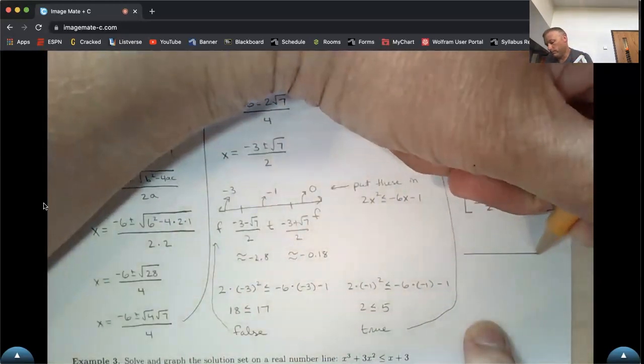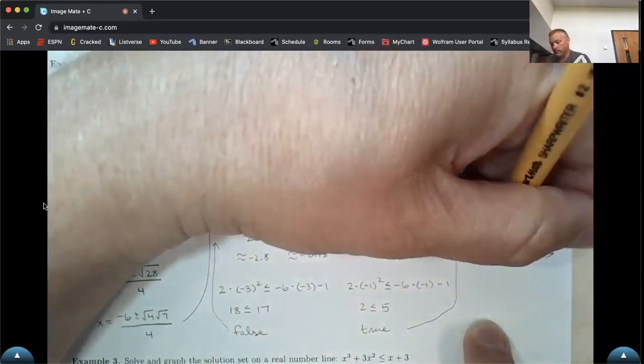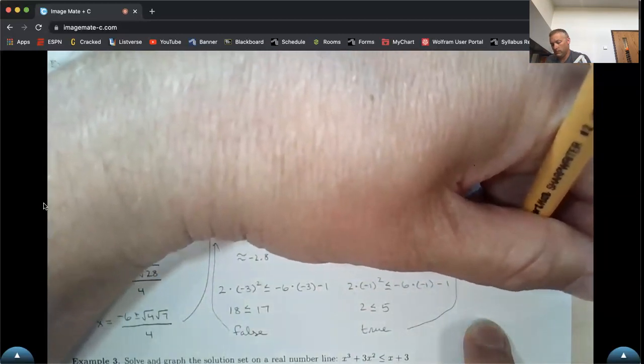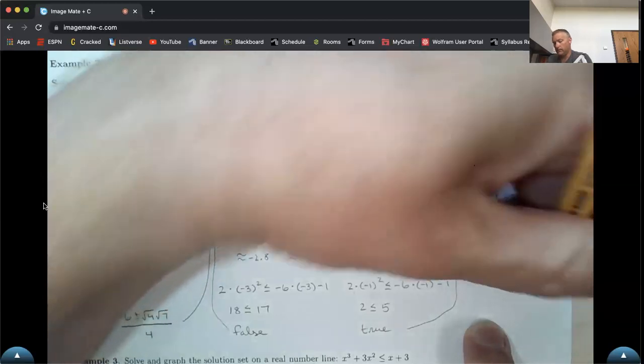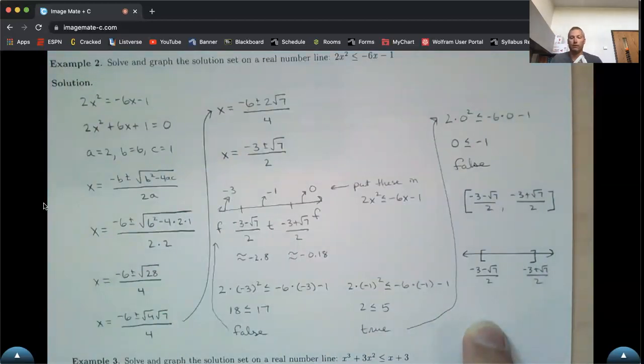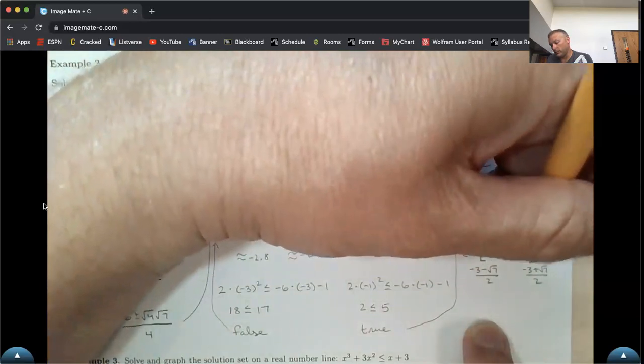And we could make this on the number line by sketching brackets at the endpoints of the solution set and just shading in between them.